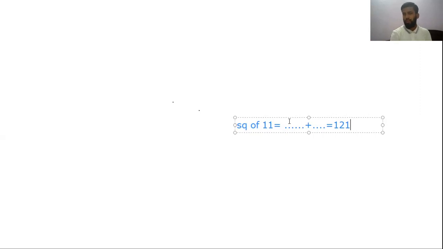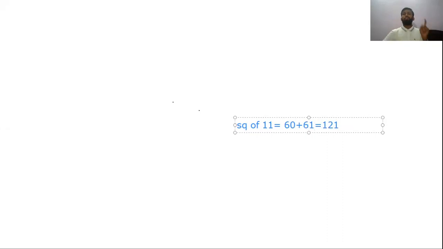121 minus 1 is 120, and 120 by 2 is 60. So the first number is going to be 60. What is the second number? The rule for finding the second number is (n square plus 1) by 2, where n is my 11, because we are taking the square of 11. So 11 square, which is again 121, plus 1 is 122, divided by 2 is 61. So my second number is going to be 61.